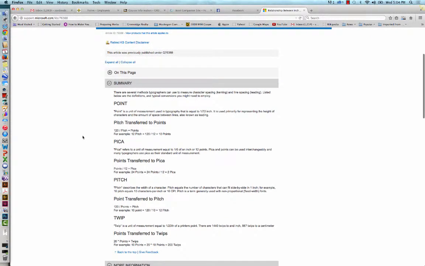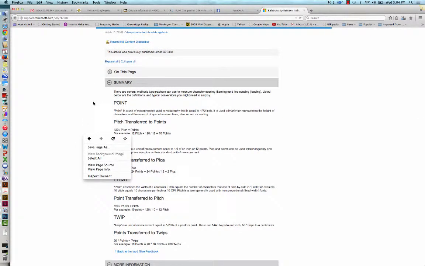Now, on this particular handout, and we don't discuss this in our textbook, it talks about pitch transferred to points. 1/20th of a pitch equals how many points? For example, 12 pitch equals 120 divided by 12 equals 10 points. A pitch describes the width of a character, so the pitch equals the number of characters that can fit side by side in 1 inch. So for example, a 10 pitch equals 10 characters per inch, or 10 CPI.